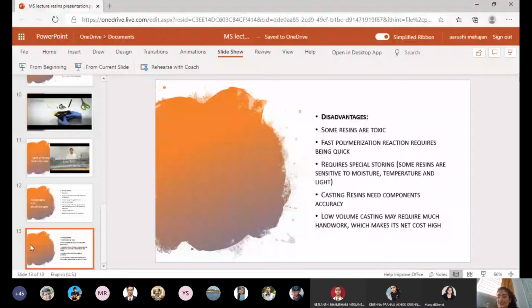And because some resins are sensitive to moisture, temperature, and light, as in the video we've seen that some resins react in the presence of UV light or even sunlight. Hence, they're very sensitive to light, moisture, and temperature.